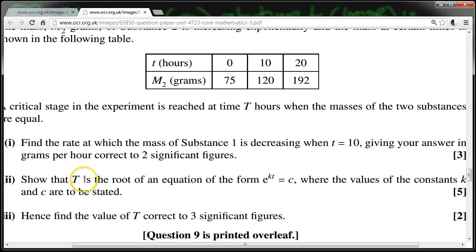Show that t, capital T, is the root of an equation of the form e to the kt equals c, where the values of the constants k and c are to be stated. Hence find the value of capital T correct to 3 significant figures.